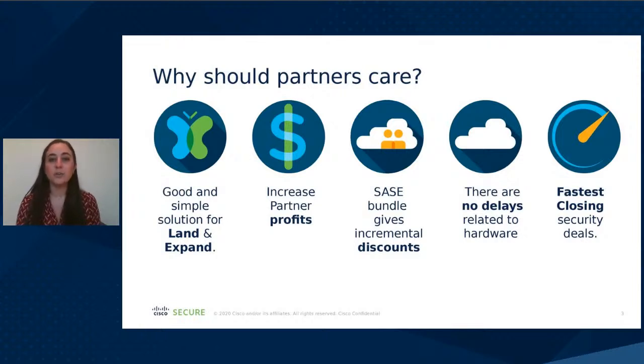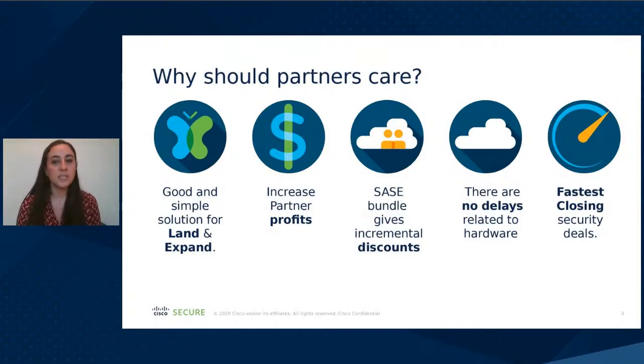It also helps you increase partner profit. So with Umbrella, you can build a highly profitable recurrent revenue stream. This is really important nowadays. And with up to 90% renewal rates, the annual recurrent revenue model can accelerate your business growth for years to come. Third, SASE bundle gives incremental discounts. I'm going to talk about it later during the next slide, but basically, if you sell Umbrella with another product of SASE, you can get incremental discounts.